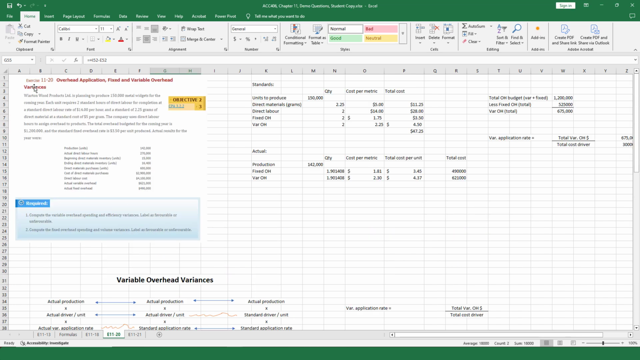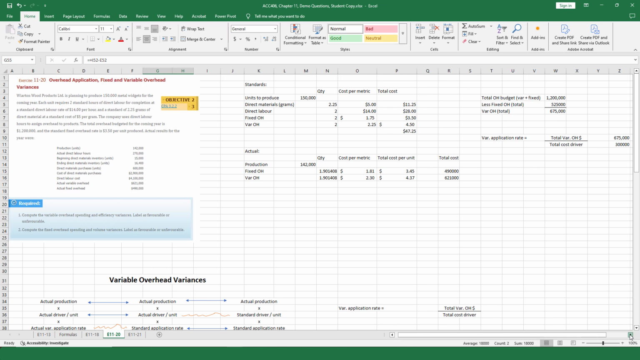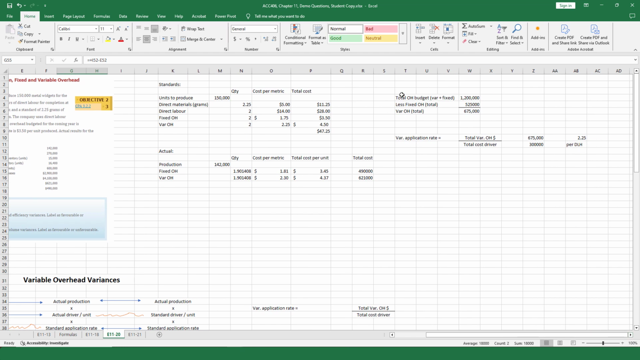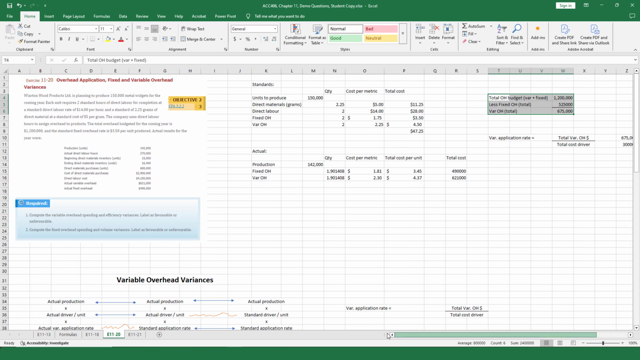That's it for exercise 11-20, fixed and variable overhead variances. Notice that there was an additional complication here because we had to actually calculate how much of the total overhead budget related to the variable overhead, and then we had to use that information to calculate the variable application rate. We also had to work backwards to calculate some of the cost per matrix. Keep that in mind when you're looking at more complex questions about fixed and variable overhead variances.